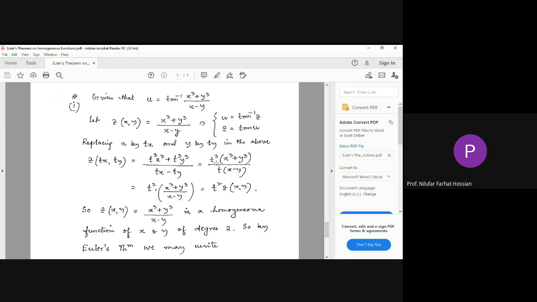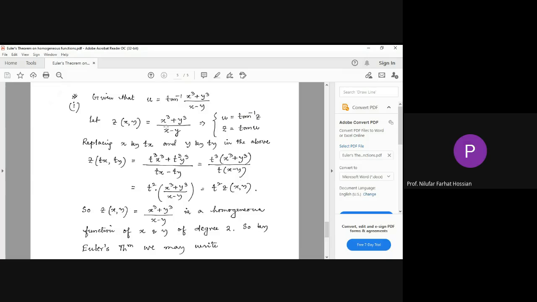Z is not the original function. I have assumed this whole thing, the argument of this tan inverse, as z, and this z contains x and y. So you can think of this function as a function of x and y. That's all.